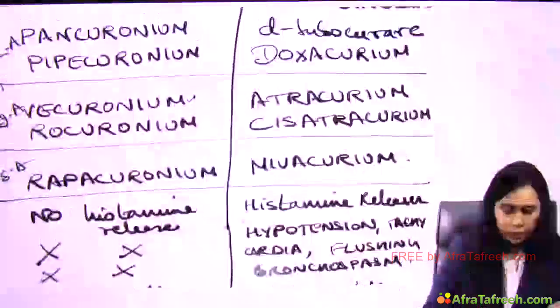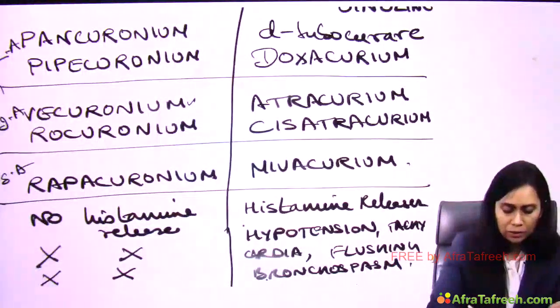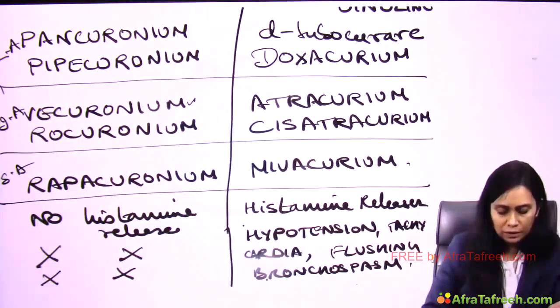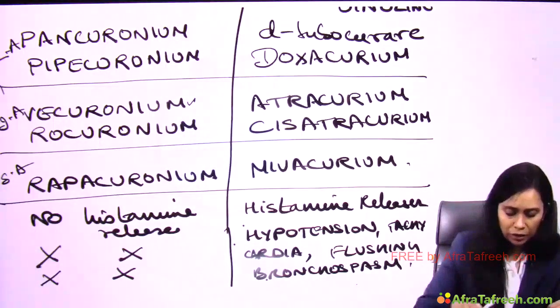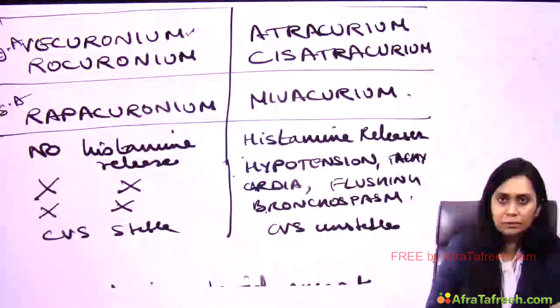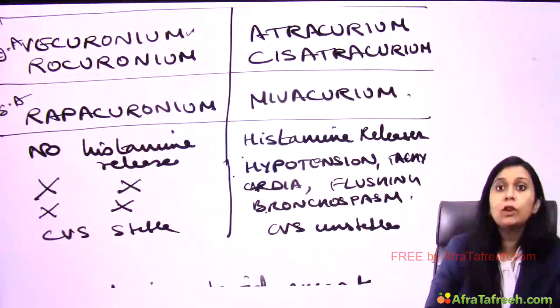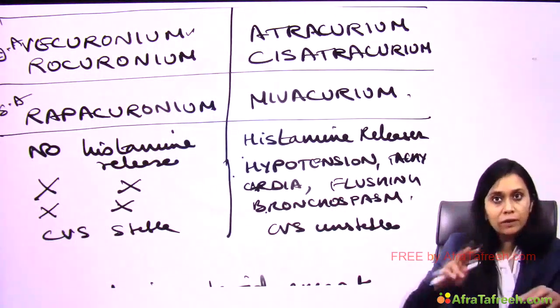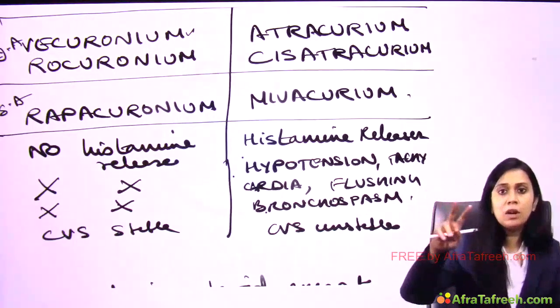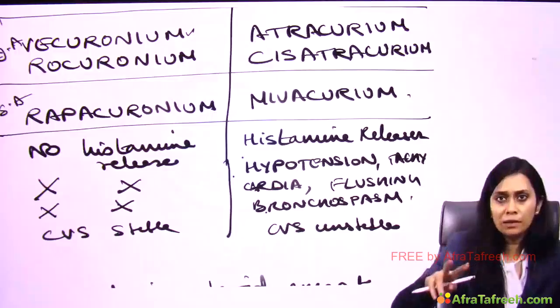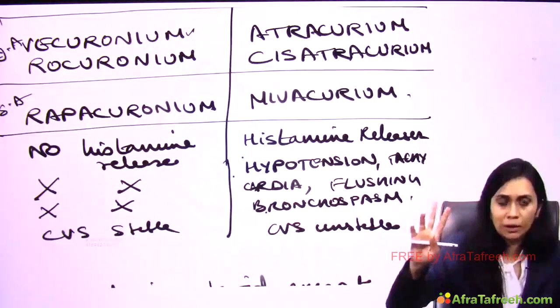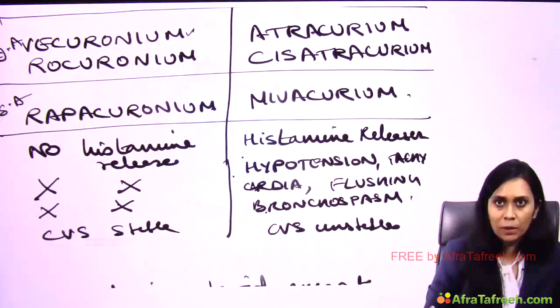Rapacuronium: short acting aminosteroid, no histamine release, would not show these bad features, and cardiovascular stable. Extra point, fastest non-depolarizing. If rapa is in the options for fastest non-depolarizing, we have to go for rapa as the answer. If rapa is not an option, rocuronium. Got it? Rapa is not available clinically.